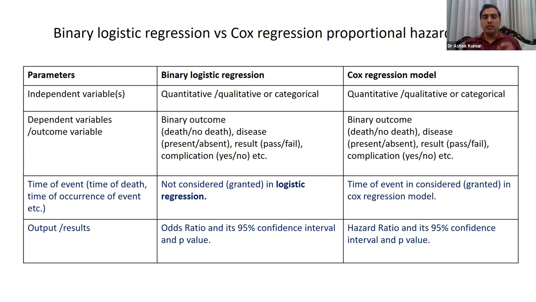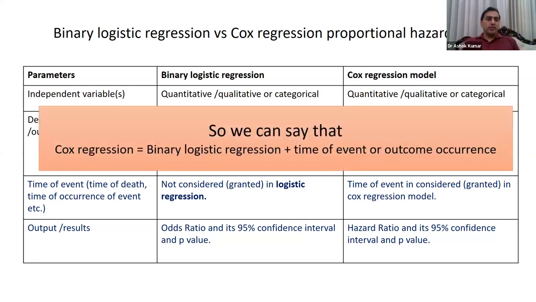In Cox regression model, the time of event is included, but in binary logistic regression, the time of event is not included in the calculation. So we can say that Cox regression is equal to binary logistic regression plus time of event or outcome occurrence. In binary logistic regression, the outcome is odds ratio, whereas in Cox regression model, the outcome is a hazards ratio.